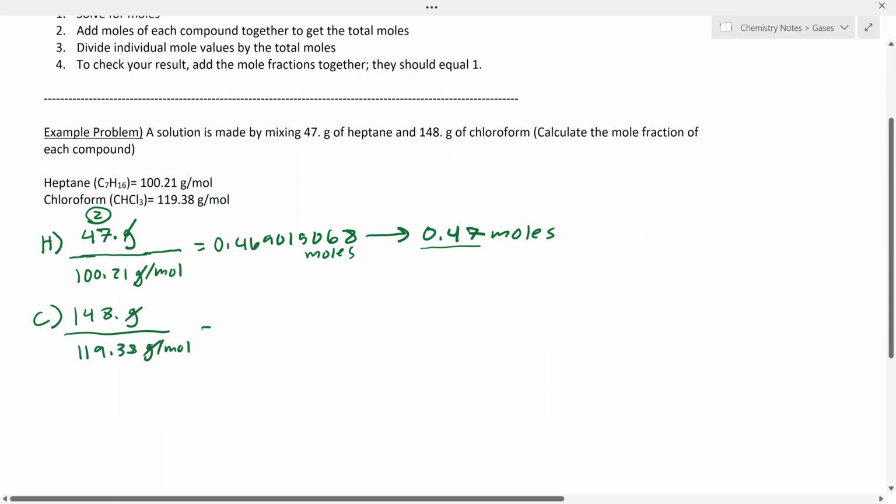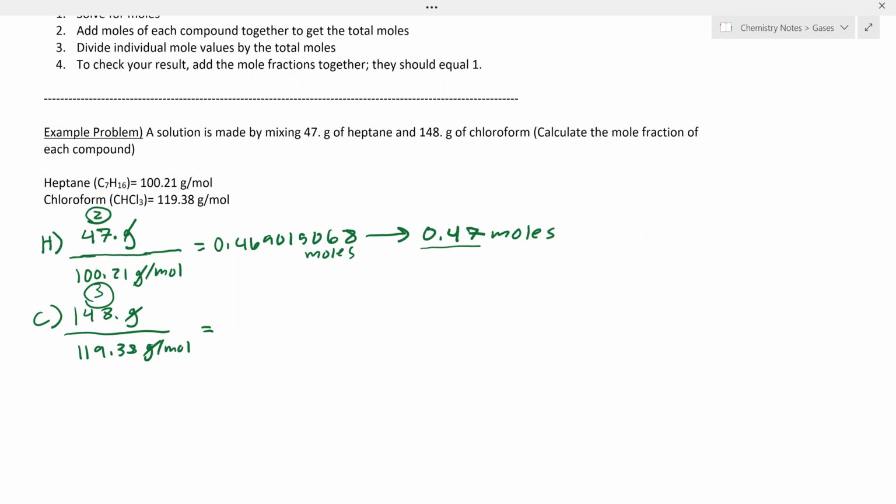Remember that grams cancel out. We have 3 sig figs up there, and we're not going to count the bottom one for sig figs this time. And then we do 148 divided by 119.